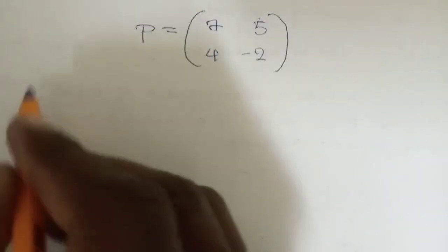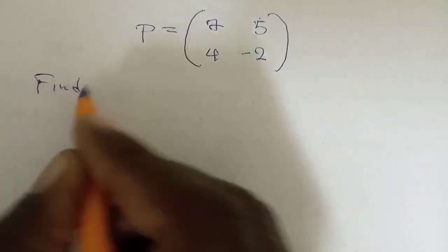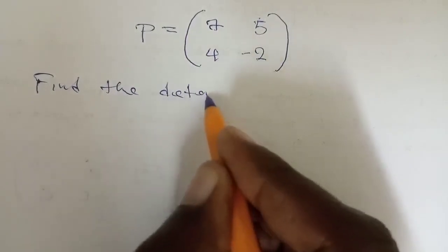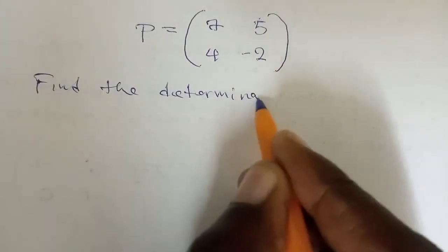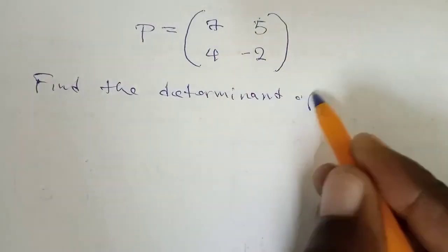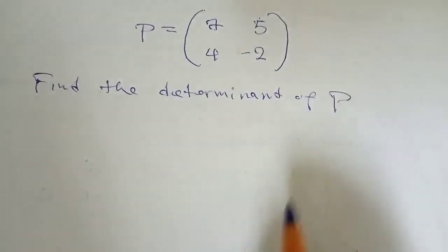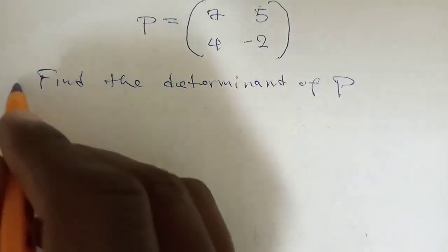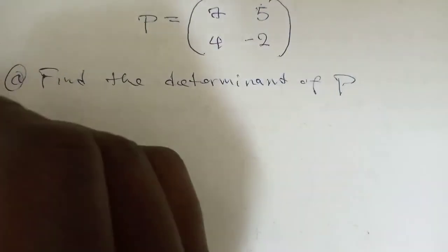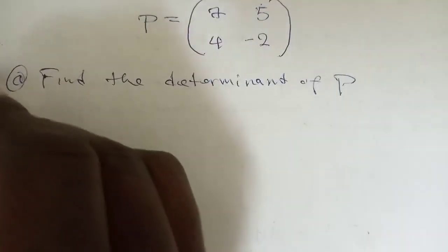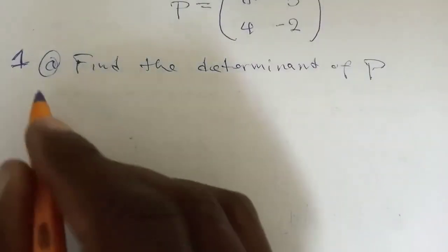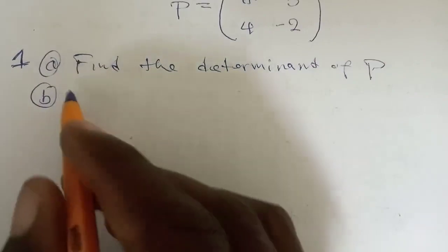Then you are told to find the determinant of P. This is our part A, question 1. Then for part B, we are told to find the inverse of P.